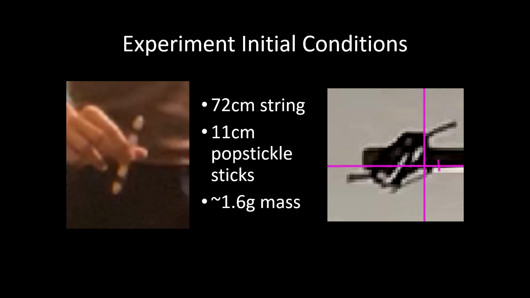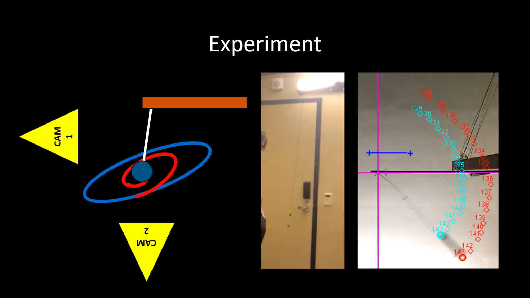Here's our experiment. Two popsicle sticks of 11 centimeters long were connected to a 72 centimeter long string, and they both weighed 1.6 grams together, and I just tossed them by hand. The string had its upper end connected to a wooden beam above it, and then two cameras recorded this at the same time, one horizontally and one vertically, and both those POVs are shown here. Then we used Tracker to figure out the exact positions in these videos, and then we exported that to Excel.